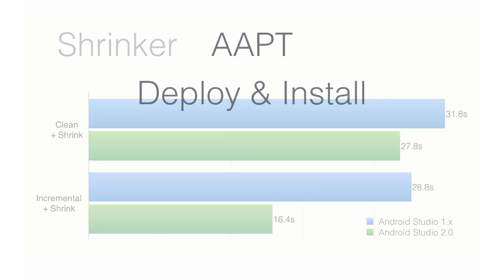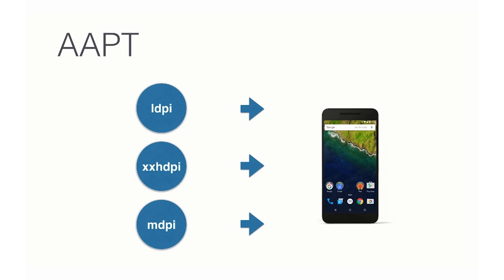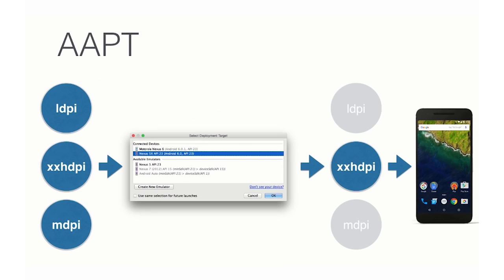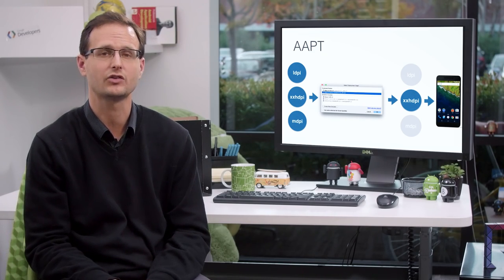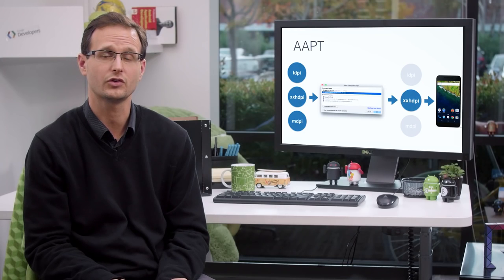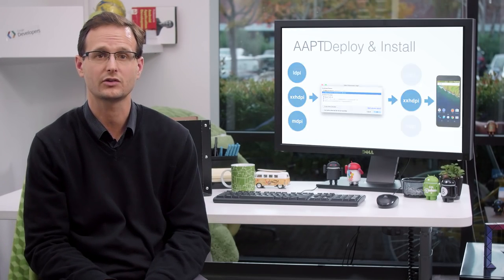To improve AAPT packaging times on full builds, we now ask you to select a deploy target before your app is built. We'll check what resources are required for that particular device. For example, initially we'll only package and push the appropriate image resource resolutions. And future Android Studio releases will expand that to include resources such as ABIs and legacy multidex.